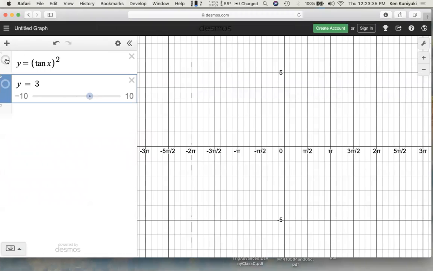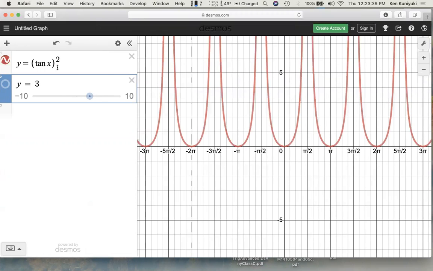So let's click this. The graph of y equals tangent squared of x. It's a square here, so it never goes negative. We have all these upward-facing graphs over here. And then we put in y equals 3. Oh, and by the way, there are VAs at x equals pi over 2, x equals 3 pi over 2, and so forth. But Desmos does not automatically put in VAs. We graph y equals 3, this horizontal line.